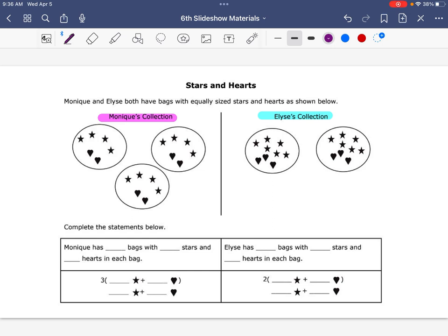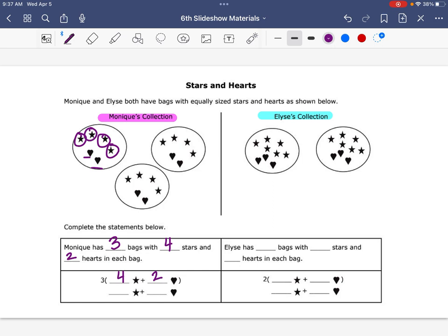So Monique has blank bags with blank stars and hearts in each bag. So right off the bat, I see that she has 3 bags. And in each bag, there are 4 stars. So we have 1, 2, 3, 4 stars. And 2 hearts in each bag. So I can write that mathematically, saying she has 3 groups of 4 stars and 2 hearts.